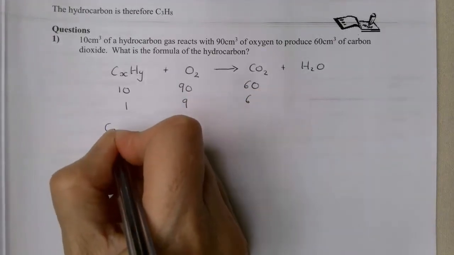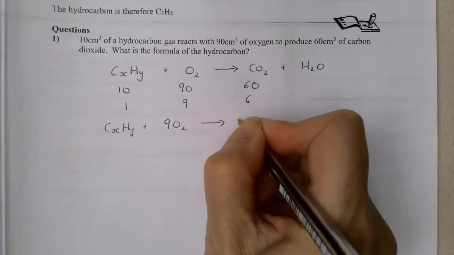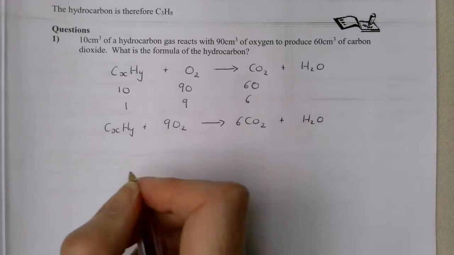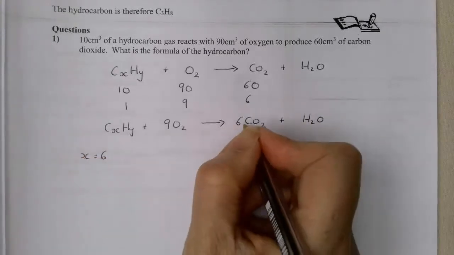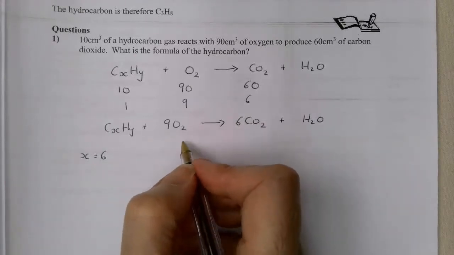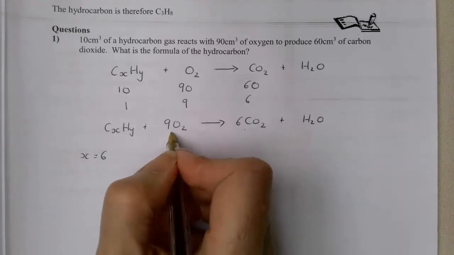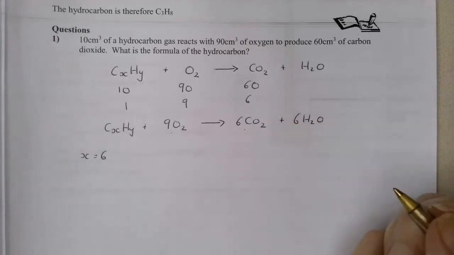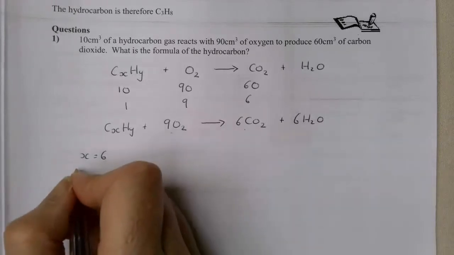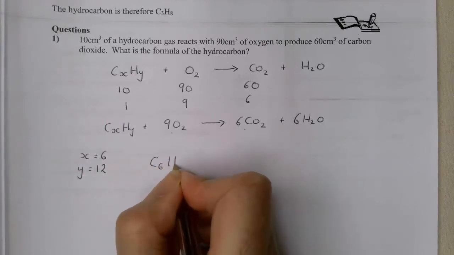So that's the same as a 1 to 9 to 6 ratio. So I can rewrite my equation CXHY plus 9 O2 goes to 6 CO2 plus some water. So again, X must be equal to 6 because all of this carbon has come from my hydrocarbon. Now I can balance it. Well, I've got 12 oxygens here and I've got 18 here. So that leaves me with 6 waters left over. So I've got 12 hydrogens from here, so Y is equal to 12. So my formula is C6H12.